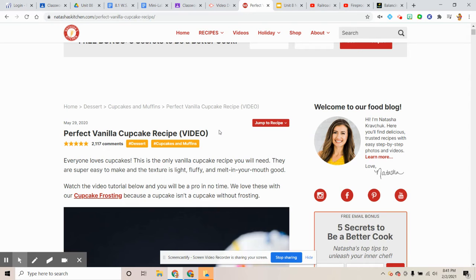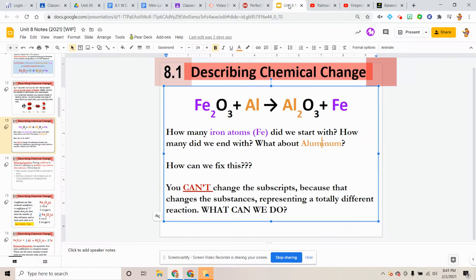Now, what is a recipe? A recipe is just one way of writing down a chemical equation. Remember from previous units, a chemical equation lists the formulas of the reactants, the substances that you start with. Then you have a little yield arrow, and it describes the products that are formed. For example, here's a chemical reaction: iron(III) oxide plus aluminum metal reacts to form aluminum oxide and iron metal. That is an example of a chemical equation, okay?